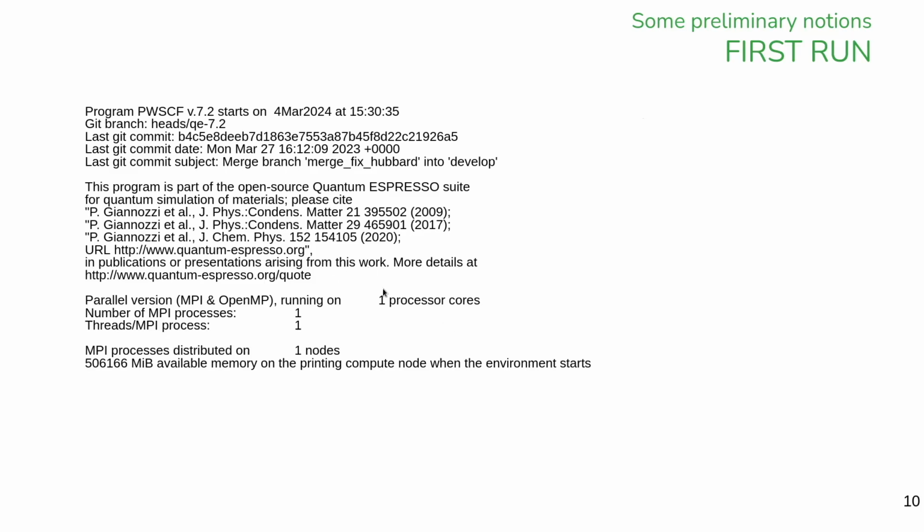You can see here the parallelization information. Now, this is the serial calculation, so this is the MPI plus OpenMP cores. The number of MPI is one, the number of OpenMP threads per MPI is one, and the number of nodes is one. And so you can see the available memory for this calculation, like the nodes of Leonardo I showed you before; it depends on the machine.